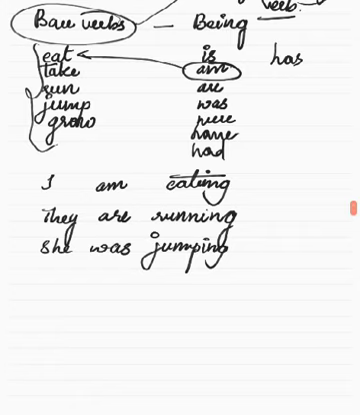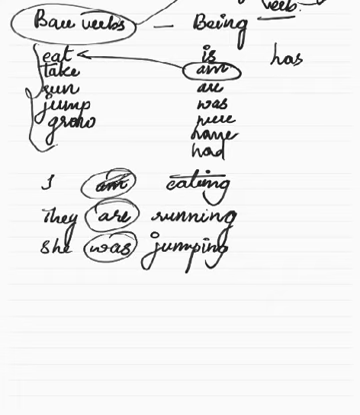If you avoid any of these, just consider that you're not able to see them. So: I eating, they running, she jumping. It doesn't give complete meaning unless they are used. Now: I am eating, they are running, she was jumping. So this is how they make sense.